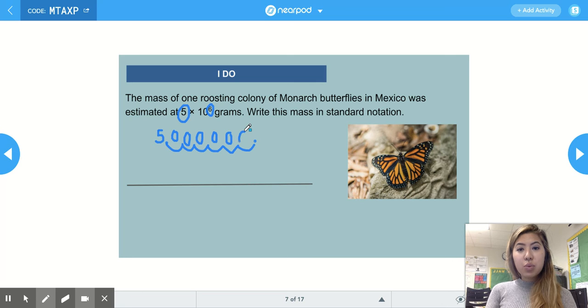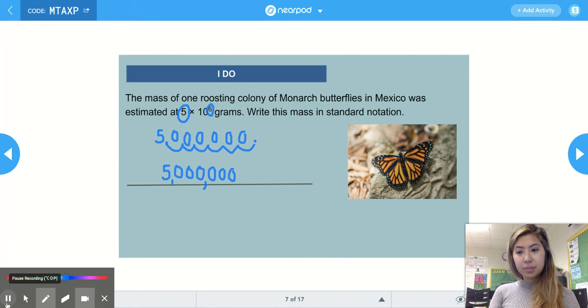And then I have to remind myself that starting from the right, every 3 numbers has to be separated by a comma. So we have 1 comma, and then our second comma. So that means that 5 times 10 to the power of 6 in standard form is 5 million.